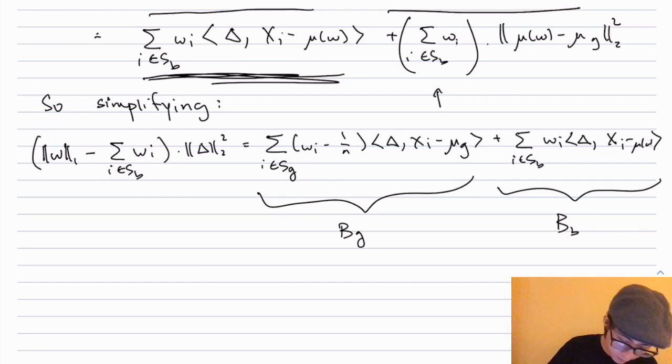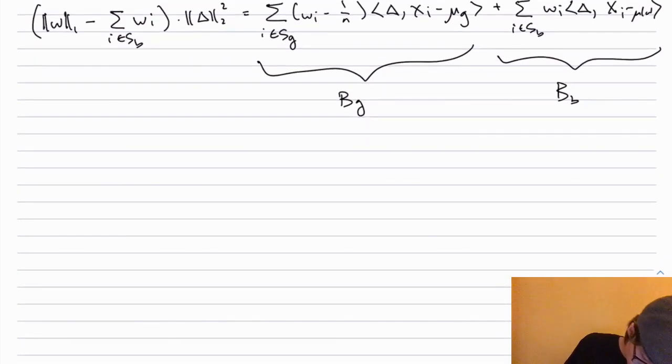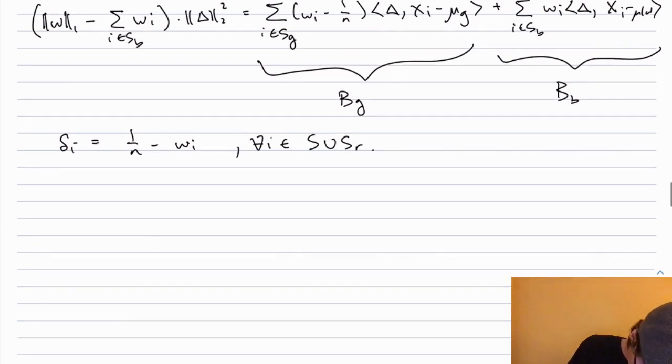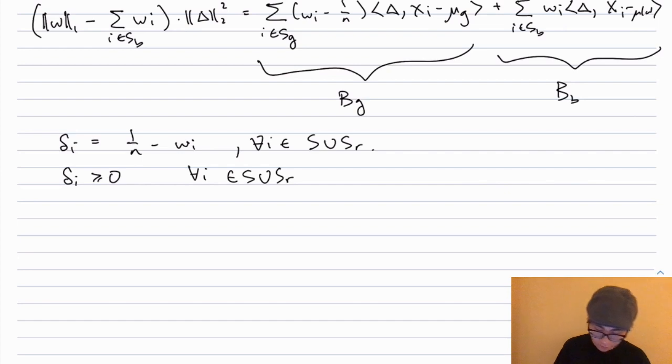Let's actually introduce a little bit of notation first. Let me define delta_i to be equal to 1 over n minus w_i for all i in S and also in S removed. So these delta_i's will have some nice properties. In particular, delta_i is always non-negative for all i in this set, simply because for all i in S, we know by our assumption that w_i is at most 1 over n. And for all i in S removed, w_i is 0. So then delta_i is just equal to 1 over n.